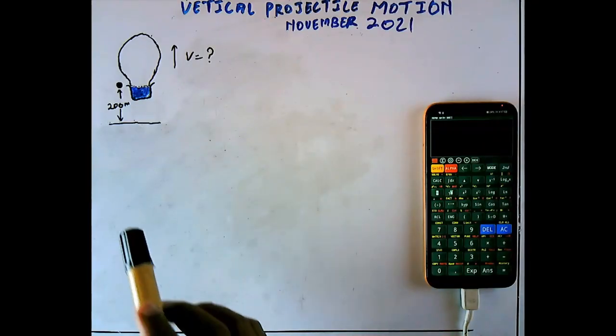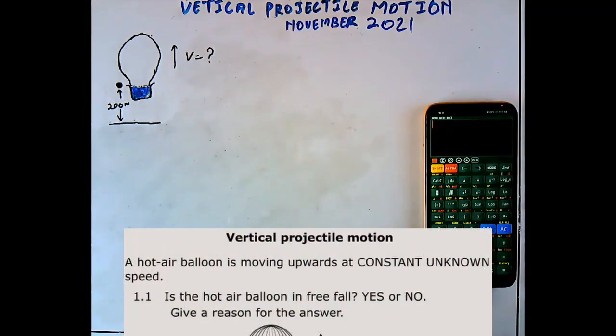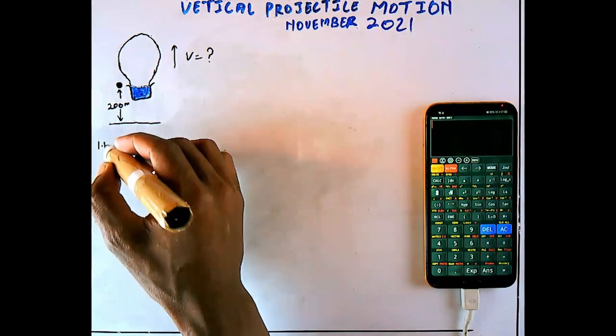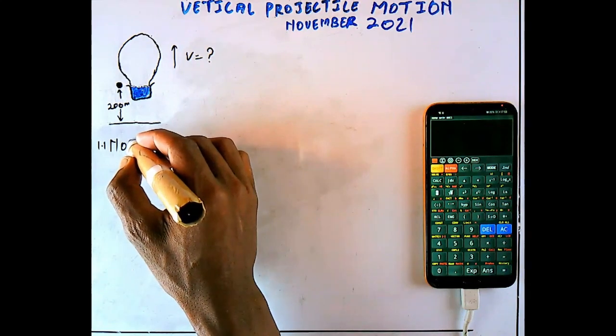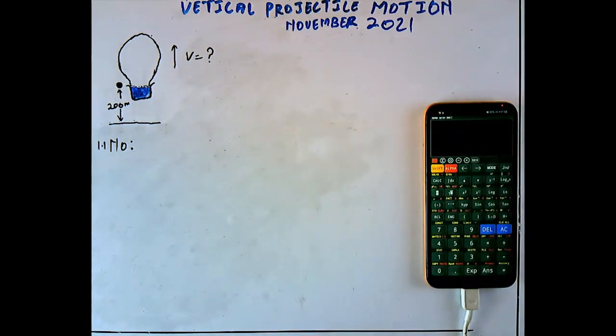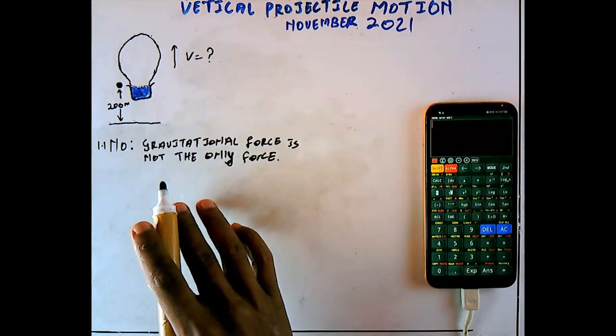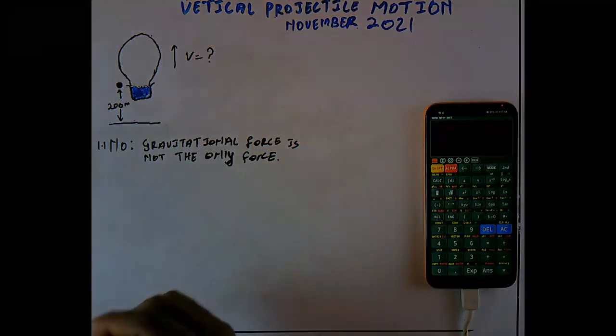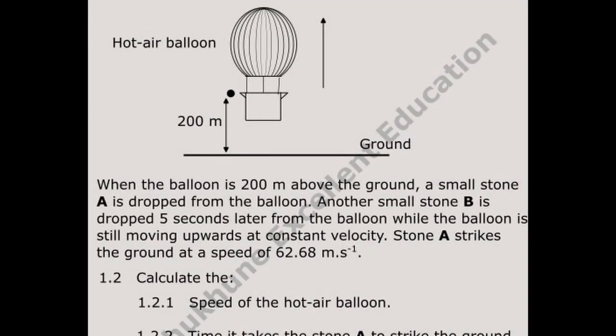So the situation with the hot air balloon, they say it's moving upwards at a constant unknown speed. So this means there is another force acting against the gravitational force. If there is another force, then this is no longer a free fall. So 1.1. The answer is no, it's not a free fall. Reason: gravitational force is not the only force acting on the object. That is the reason why we say no. The hot air balloon is not in free fall. Then let's continue with the question.